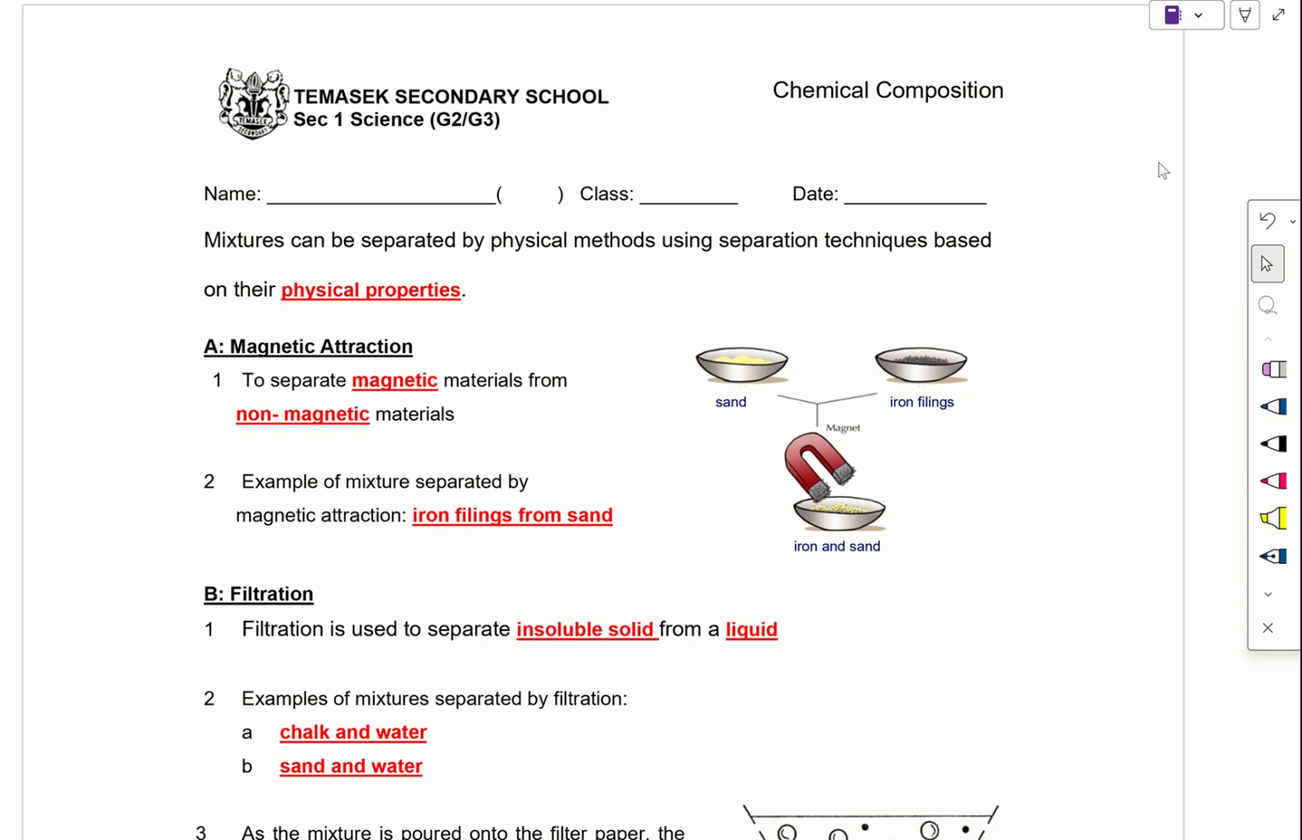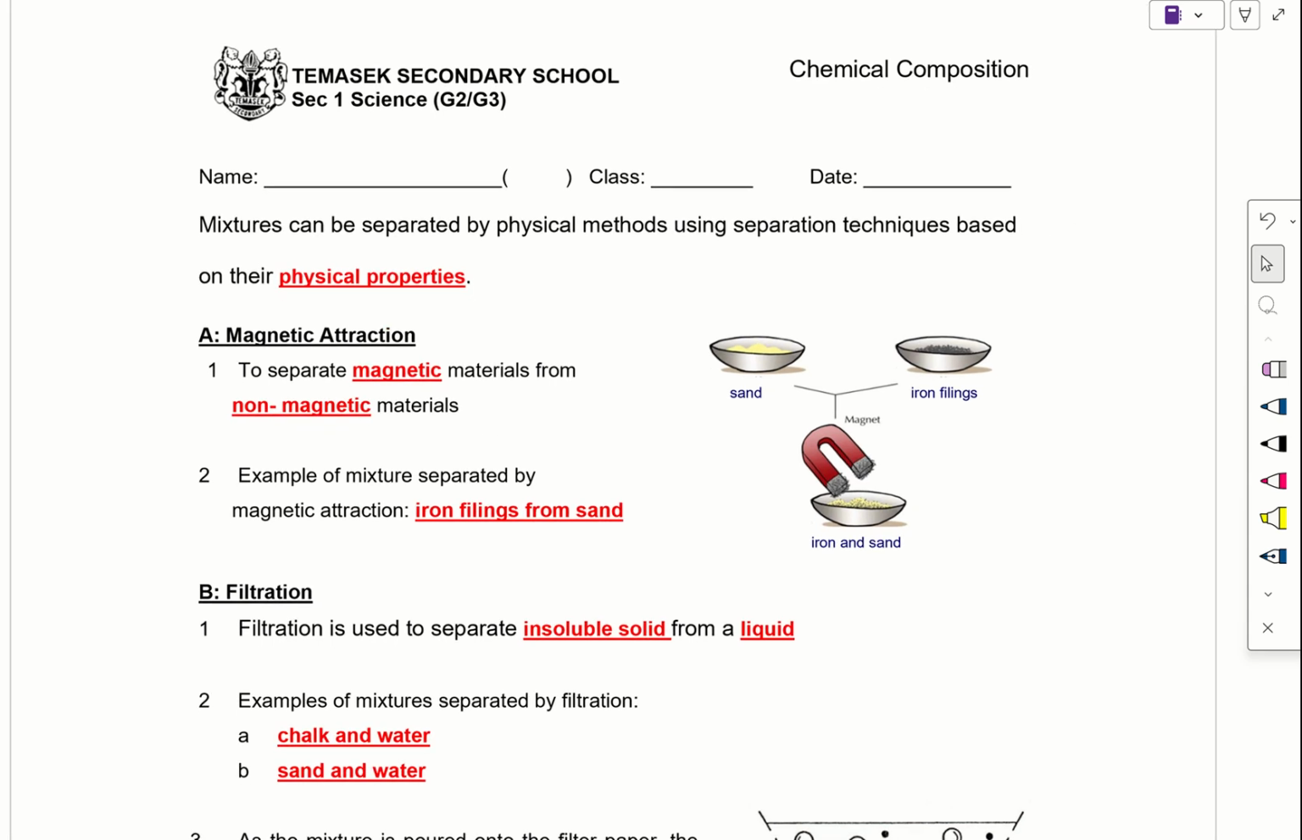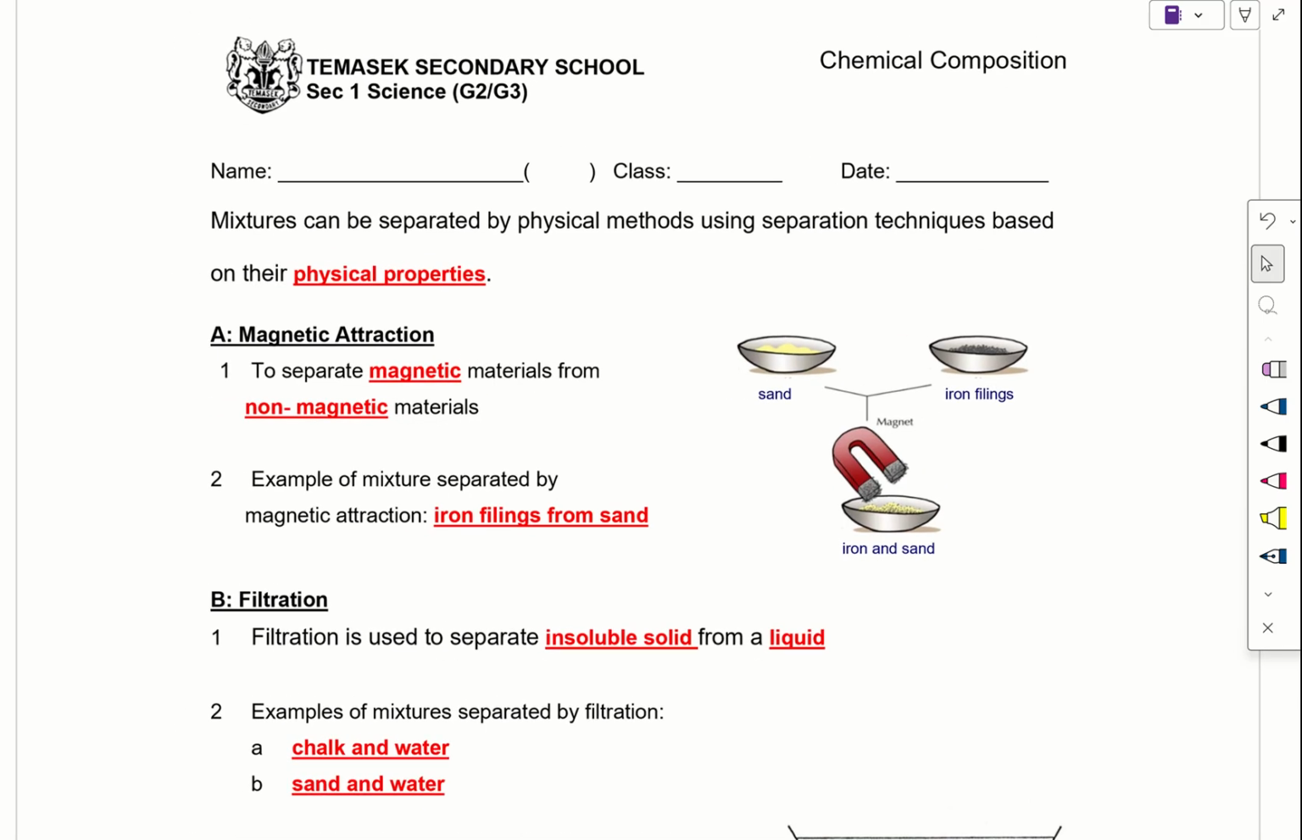Okay, for this video, I'll be going through LSS Sec 1, separation techniques, the worksheet, okay?